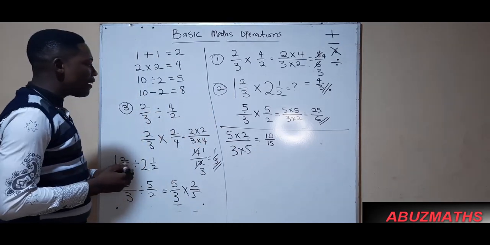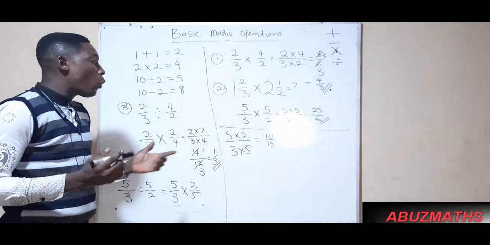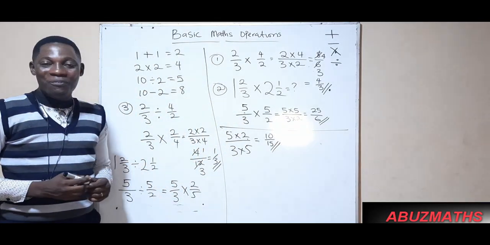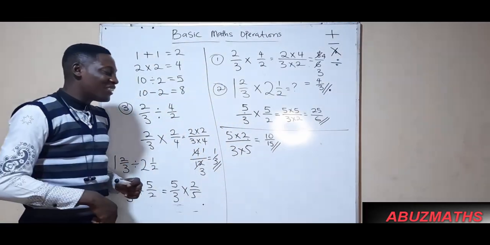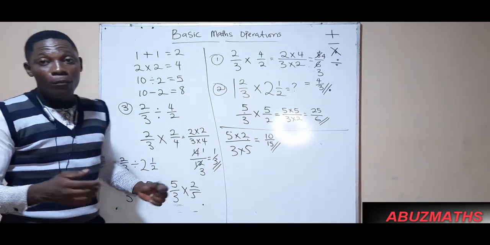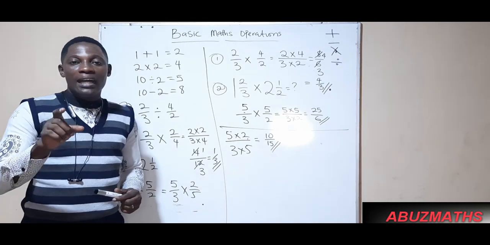Do we have a common factor in 10 over 15? No. So that makes that the answer. I hope you got it. I'm sure you did. Alright, now that's enough for division. Let's try this for addition and subtraction.